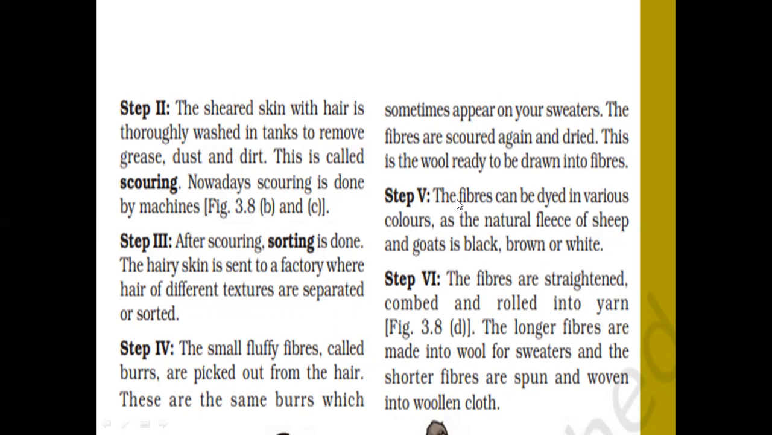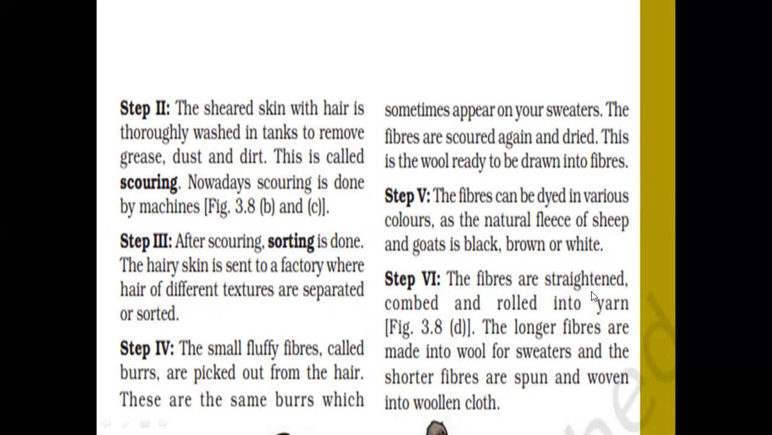Now step 5. The fibers can be dyed in various colors, as the natural fleece of sheep and goats is black, brown or white. Now we know, children, we want everything to be very colorful. So in order to get different colors, what do we need to do? We need to do dyeing. Dyeing means we add color to it so that we get different colors. We can't color the sheep into different colors, but we can color the fibers which are drawn from them.